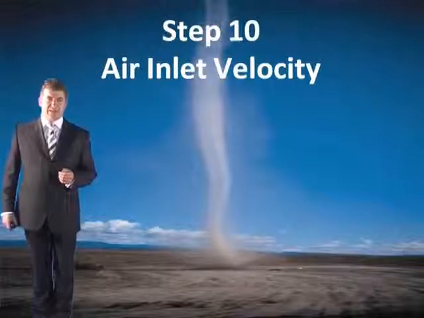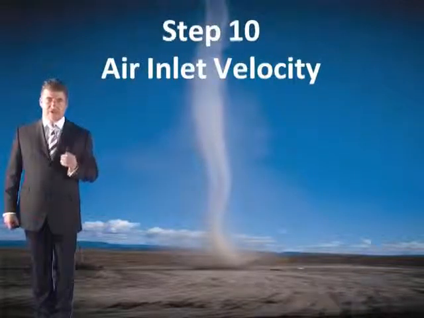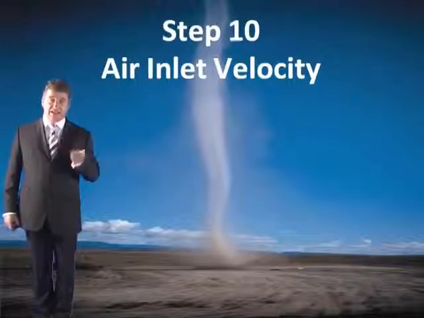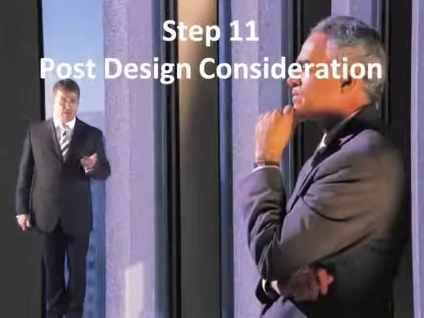Let's move on to step 10 now, which is your air inlet velocity. Now in this case, because it's a natural system, you don't actually have to carry out this step. It's only for mechanical systems you have to work this out. With a natural system, you're not going to get the air coming in at such high velocities that it's going to cause problems with means of escape. So in this case, you don't have to work this one out. You can ignore that one. So you can go straight on to step 11, which is your post-design considerations.